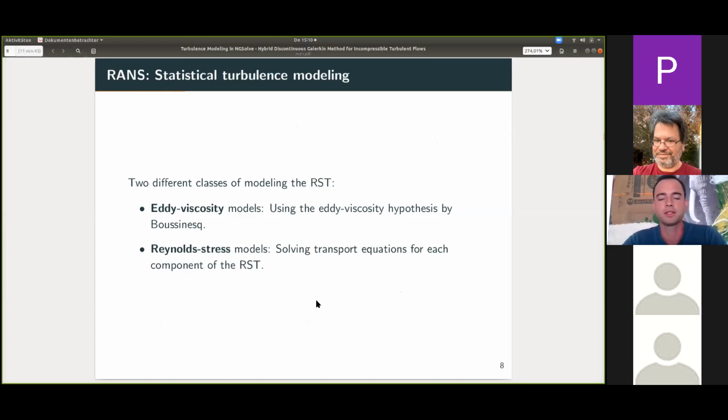And here are 2 different ways to model this stress tensor. The more common way is to use eddy viscosity models, where we use an analogy between gas kinetics and the turbulent processes. The other way would be the so-called Reynolds stress models. There we would try to solve a transport equation for each component of this Reynolds stress tensor. But here the problem again is that we have many unclosed terms, so we have to model again. The more common way is to use eddy viscosity models, and in this talk we will basically focus on them.